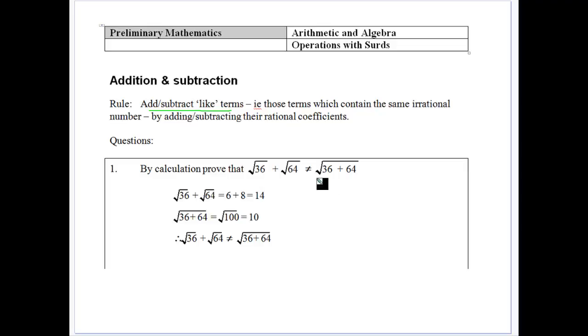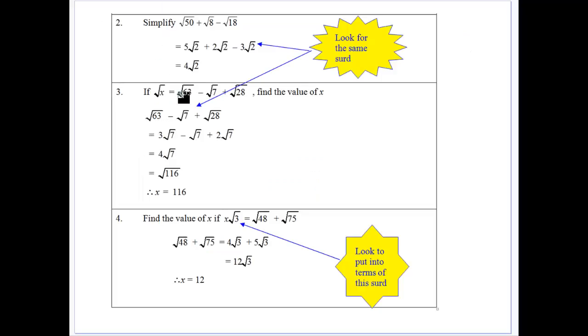So proving that this can't work, it doesn't work like it does for multiplication. Square root of 36 plus square root of 64. Well, if you do that, that'd be 6 plus 8, which is 14. But 36 plus 64 is the square root of 100, which is 10. Now 14 is not equal to 10. So that rule doesn't work. So you just can't add your surds like that. So that gives us a good indication of what not to do.